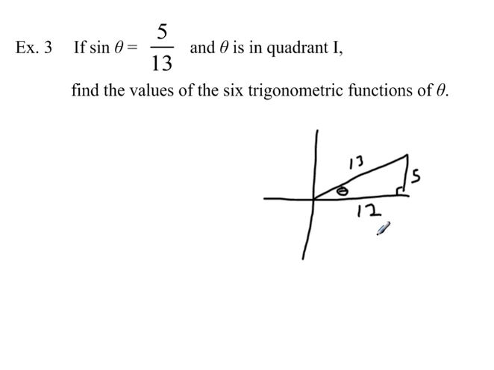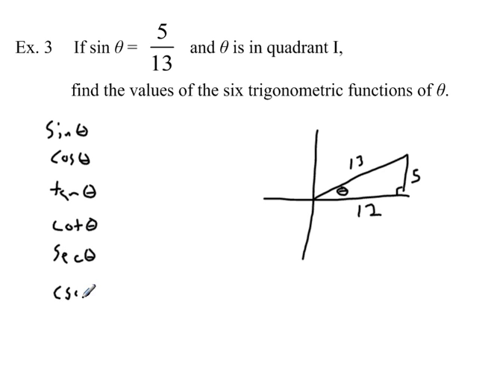Now that we have this sketch, this problem is actually relatively easy. We're being asked to find the sine of theta, the cosine of theta, the tangent of theta. There's your 3 main trigonometric functions, but we also have 3 others that we're talking about. We have the cotangent of theta, the secant of theta, and the cosecant of theta.